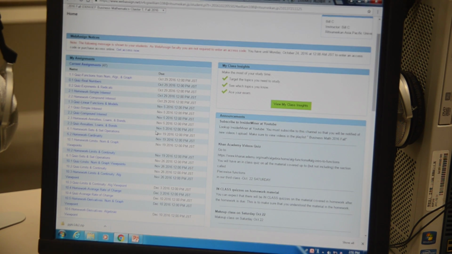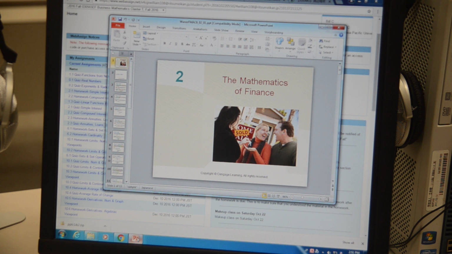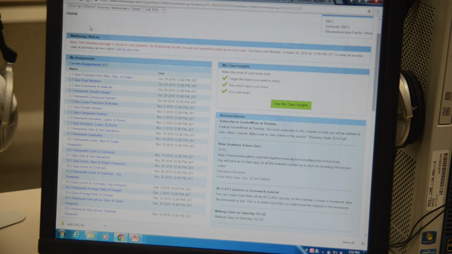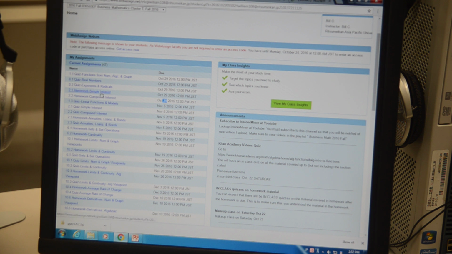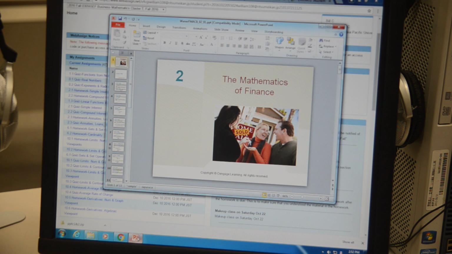Today I'm going to start with mathematics and finance. We have two sets of homework due on mathematics and finance on the 29th. That's 5 days from now. We have our regular class on Monday, where we'll cover the second one here. Today we're going to at least cover simple interest. So you have two, simple interest and compound interest. We're going to start that today.